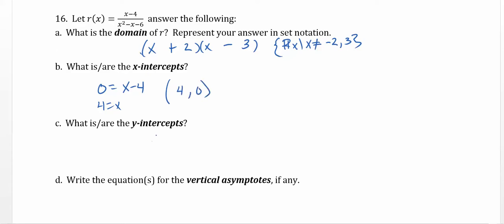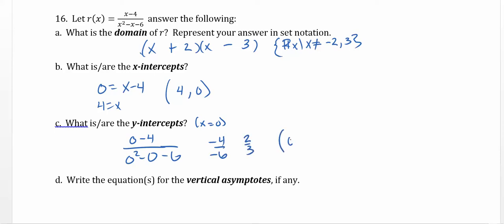For the y-intercept, I just evaluate at 0. So I go 0 minus 4 over 0 squared minus 0 minus 6, because to find the y-intercept, of course, you set x equal to 0. So just plug a 0 in for all your x's, and you end up with negative 4 over negative 6, which is a positive 2/3. So then I know the point 0 comma 2/3 has to be on the graph eventually.